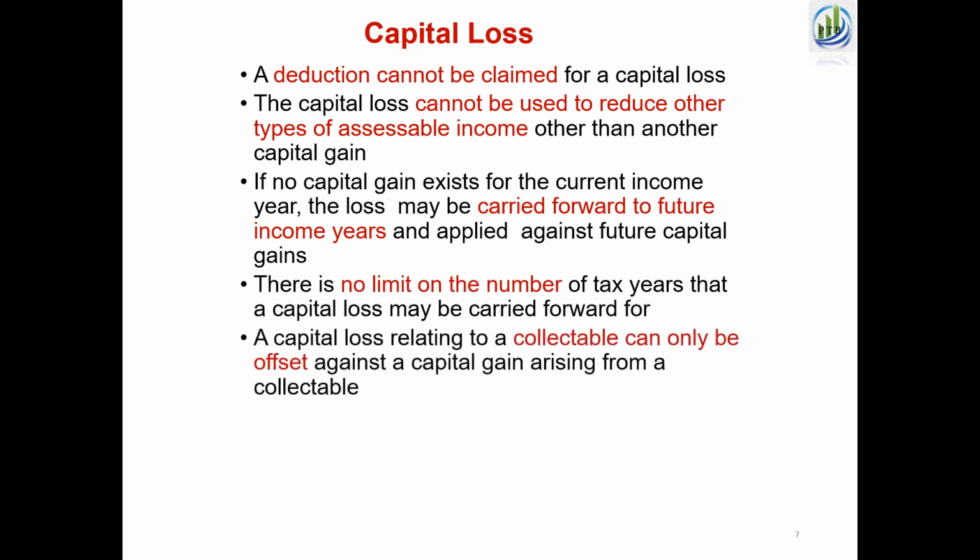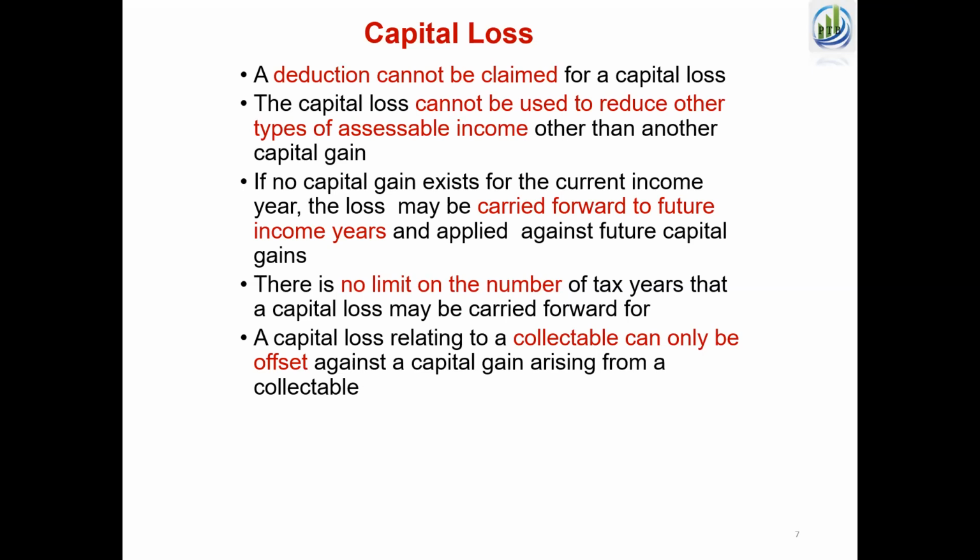The capital loss relating to the collectible can only be offset against the collectible. You remember we talked about the three types of assets: collectibles, personal use assets, and other assets, right? For the collectible, you can only offset against collectibles.